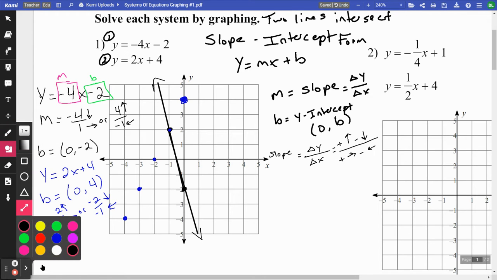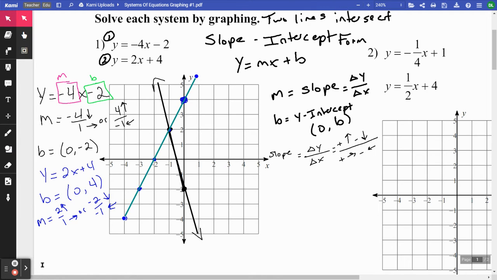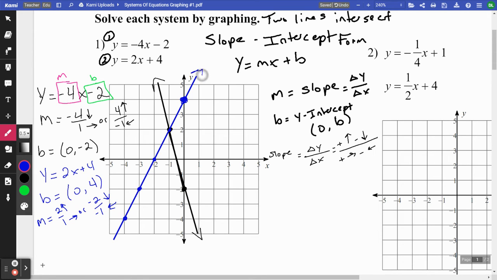So I'm going to take my straight edge. This line is going to be, truthfully, a little bit better looking than the other one. Draw it all the way through. There you go. And I'm going to draw my little arrows. Arrow. Arrow. Okay. What do you notice about these two lines?